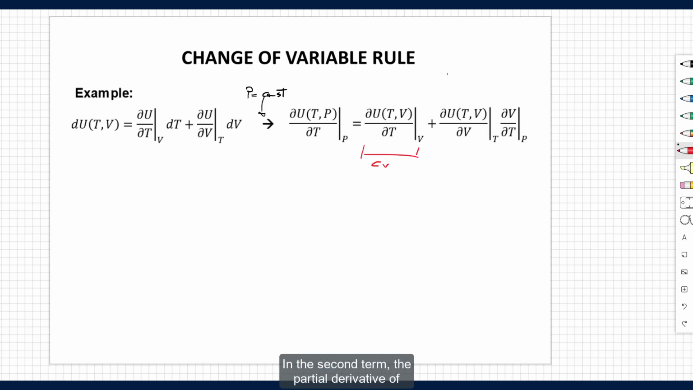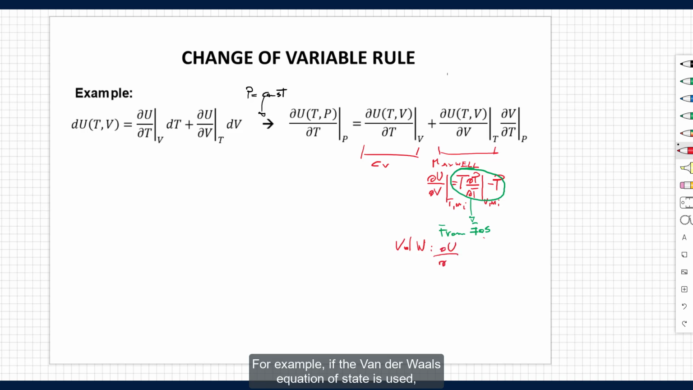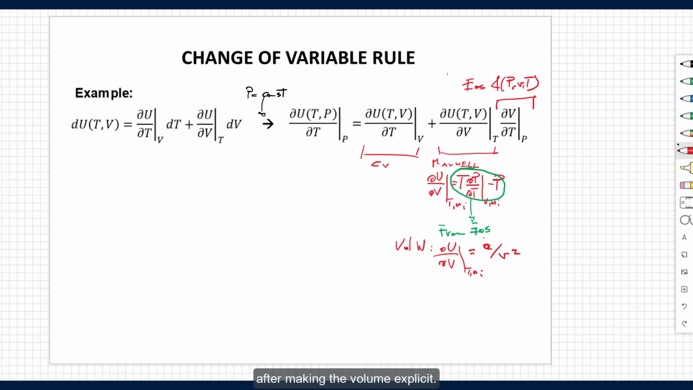In the second term, the partial derivative of the internal energy over the volume at constant temperature and number of moles can be calculated from the thermodynamic equation of state. For example, if the van der Waals equation of state is used, this term must be a over V squared, where a is one of the two parameters of the van der Waals equation of state. The last partial derivative is also calculated from an equation of state, after making the volume explicit.